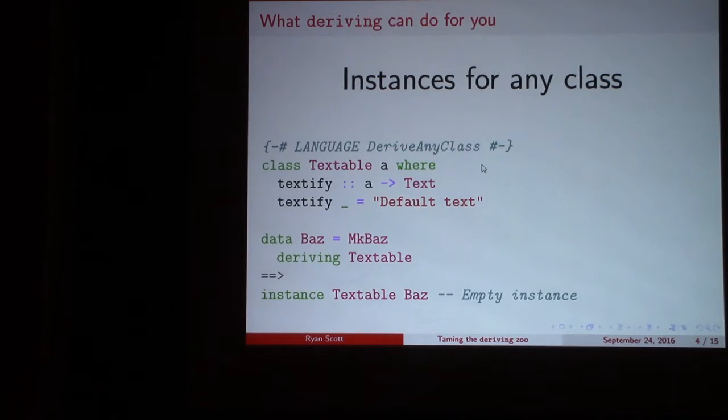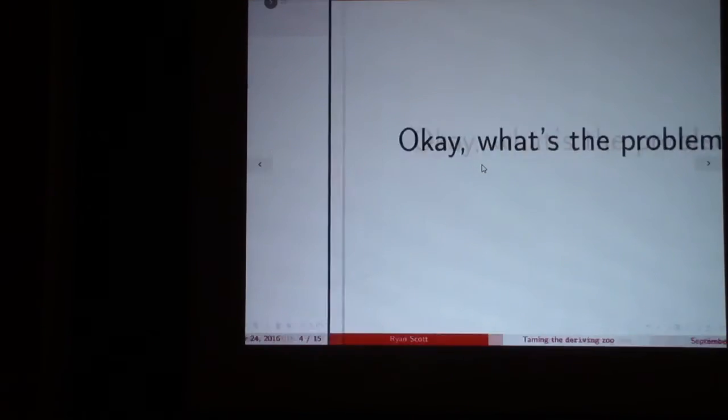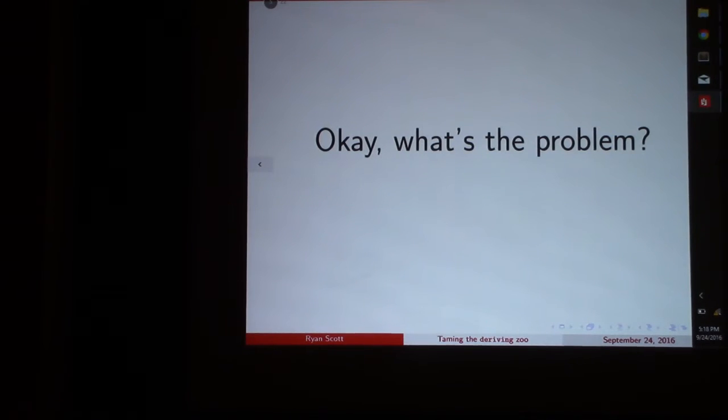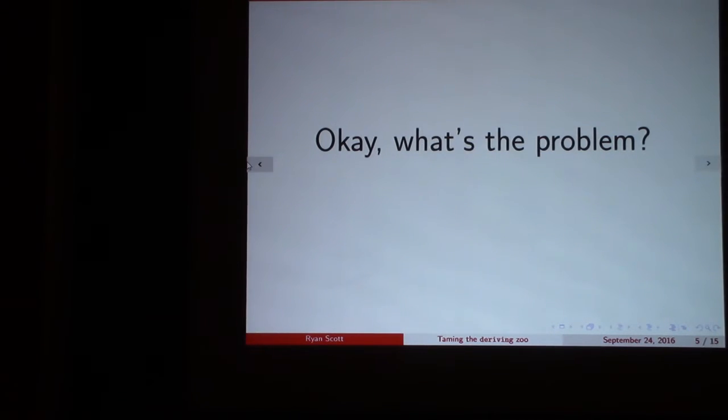And this works well when you have default implementations of methods, like this really stupid example, Textable. If you have some default implementation that makes sense for most things, then if you derive Textable with the DeriveAnyClass extension, then it will generate this empty instance, and when you call textify on the value, it'll print out default text. Fantastic. So we have all these cool features.